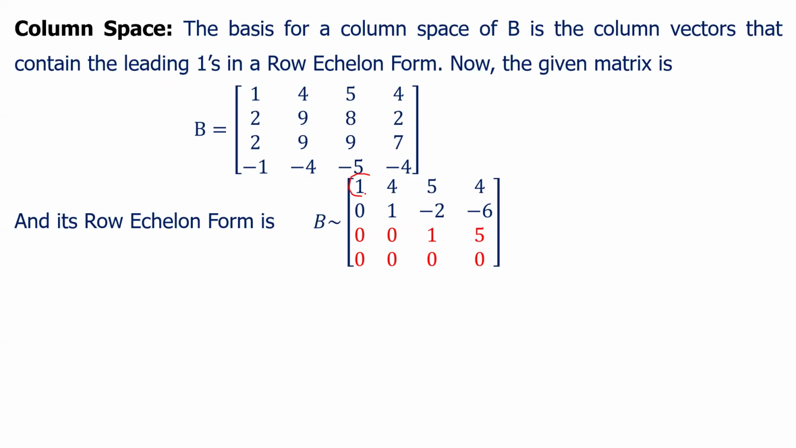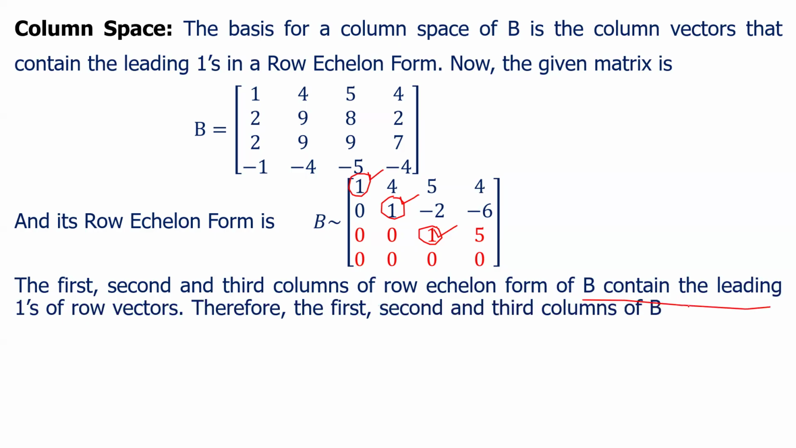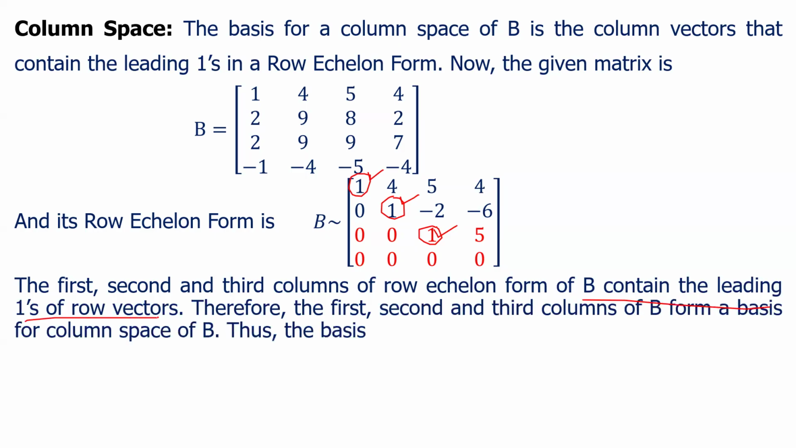So this is the first leading one element, this is the second leading one element, and this is the third leading one element. If we see the columns in which these leading ones are present, this is the first column, this is the second column, and this is the third column. The first, second, and third columns of row equivalent form of B contain the leading ones. Therefore, the first, second, and third columns of B form a basis for column space of B.